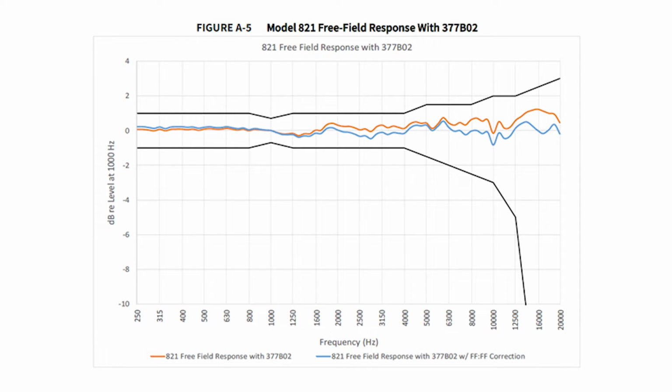Microphone corrections. The default setting for this instrument is free field to free field corrections, which provides the most accurate free field response for this instrument with or without the WS001 windscreen. Here's the free field response of the A21 with the 377B02 microphone. The free field response without the corrections is in orange, and the free field response with the free field to free field corrections is in blue.